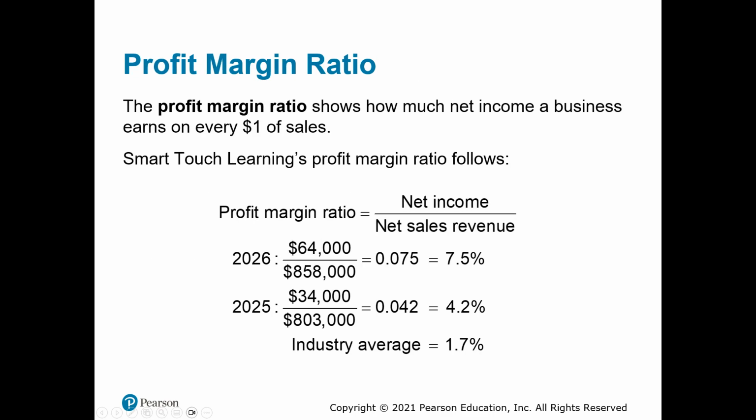So the profit margin ratio is just a measure of how much of your sales revenue you convert to net income. We talked about this when we were doing a vertical analysis of our income statement, and we already know that for Smart Touch they had $64,000 of net income against $858,000 of sales revenue. That is 7.5%. So we're converting 7.5% of our sales into income. Much better than last year. And hey, look at this, way higher than the industry average.